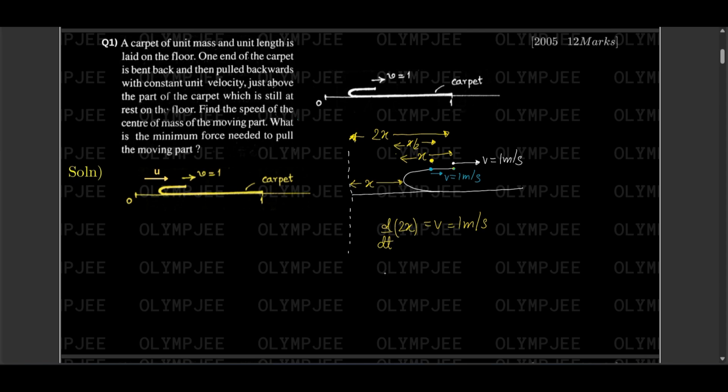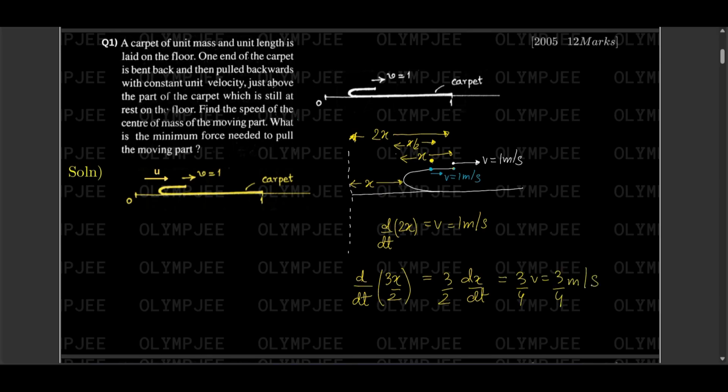So we can find the center of mass velocity using the fact that it is located at 3x by 2. Differentiating the position of the center of mass at this instant will give us 3 by 2 dx by dt, and we know that dx by dt is equal to v by 2, right? It will be 3 by 4 v, which is equal to 3 by 4 meter per second.